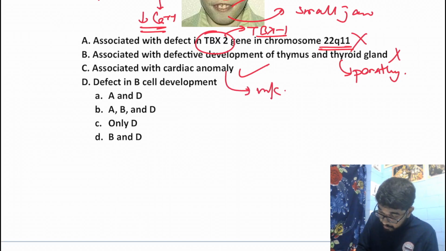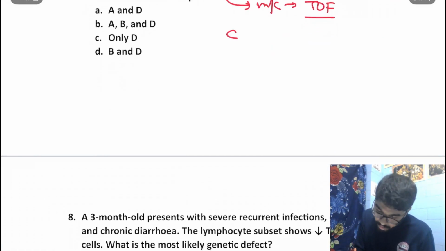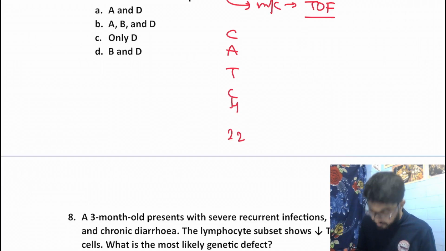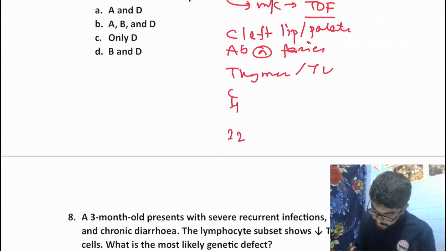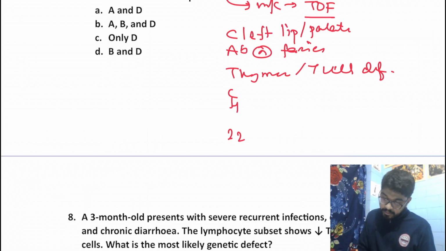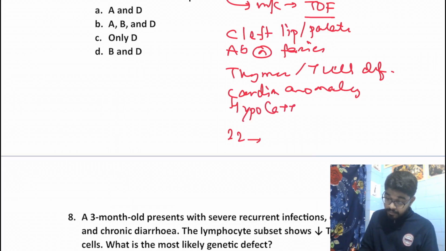The most common cardiac anomaly that is associated is TOF, tetralogy of Fallot. And if we talk about the association, we all know the mnemonic of CATCH 22, right? C for cleft lip and palate. A for abnormal facies. T for thymus involvement and T cell defect. C for cardiac anomaly as discussed. The most common cardiac anomaly is tetralogy of Fallot. H for hypocalcemia, and 22 represents a locus, that is 22q11.2 deletion.